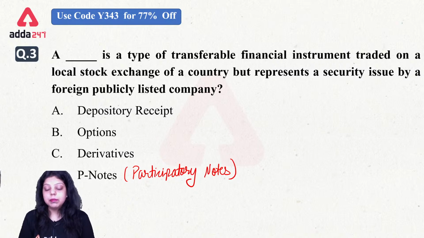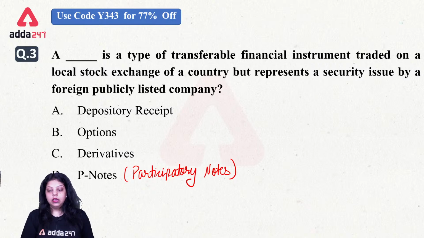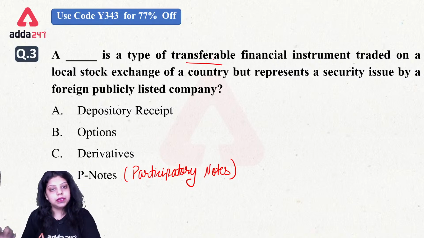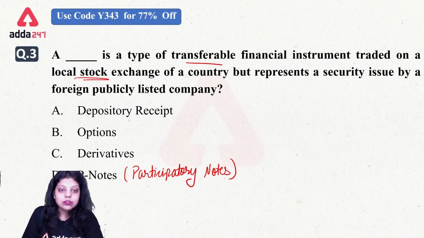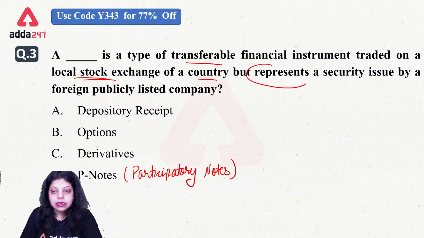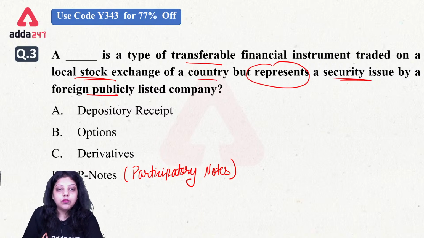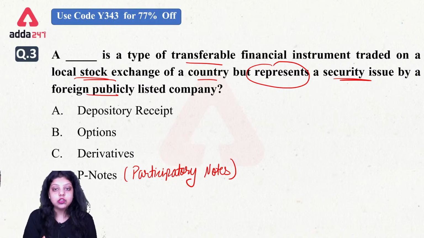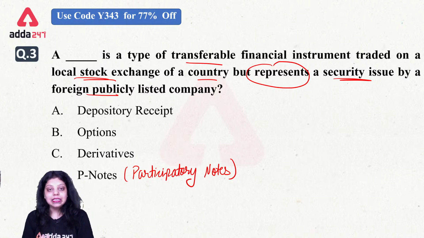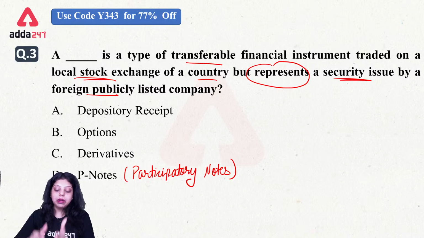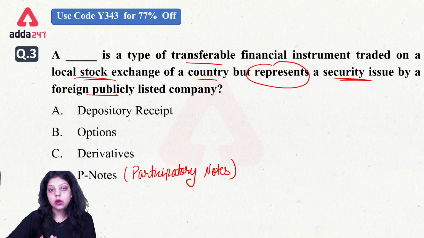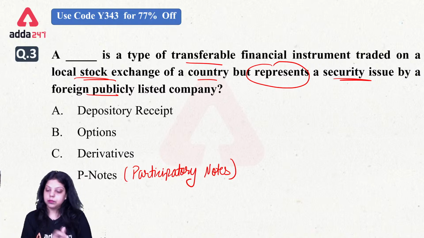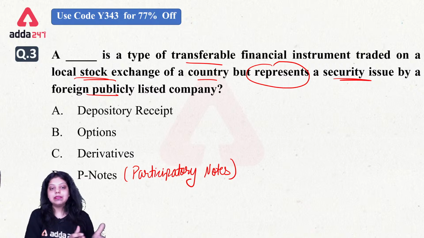Now, which of the following will be the right answer? A, B, C or D? Focus on the key points of the question. Question is asking that dash is a transferable financial instrument traded on local stock exchange of a country but represents a security issued by a foreign publicly listed company. It means we are selling financial security, financial instrument in the local country, in the domestic country, but the shares which are listed on this local stock exchange are from the foreign company. So what will be the right answer? A, B, C or D?